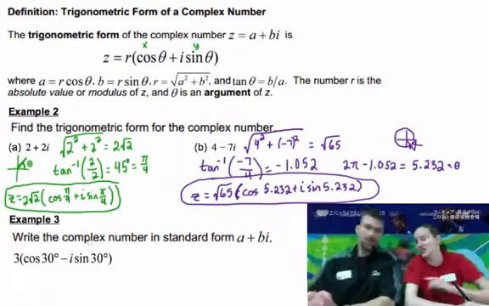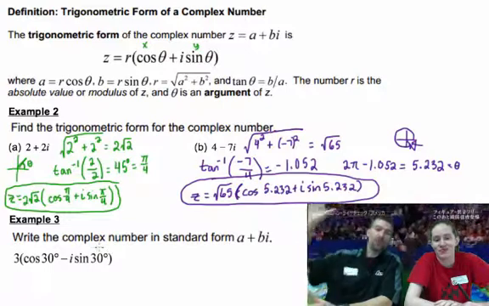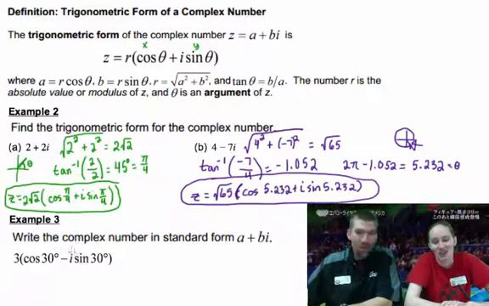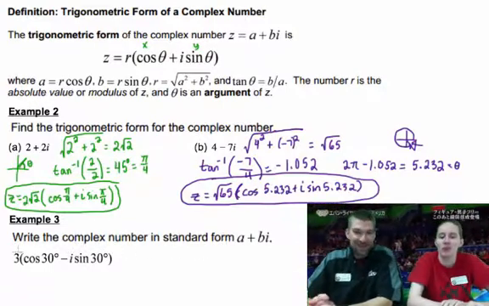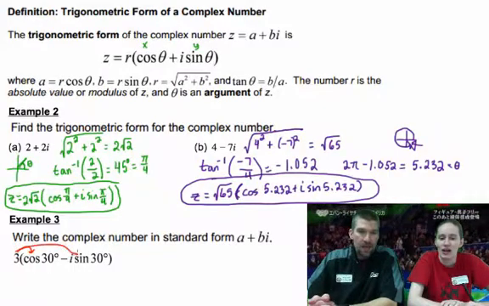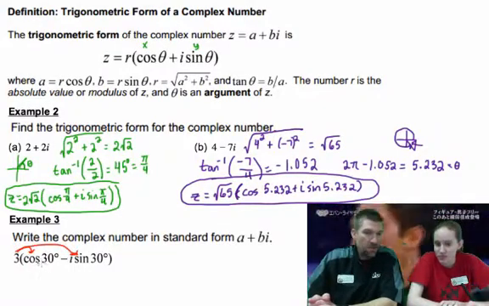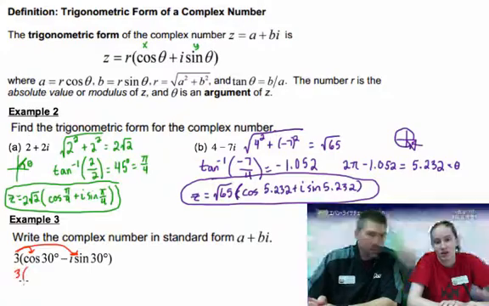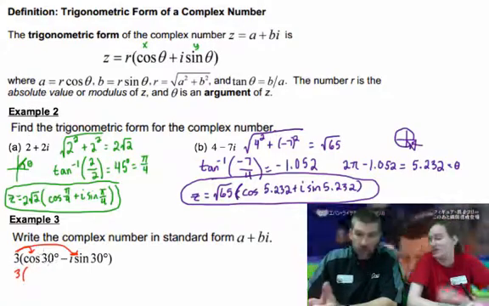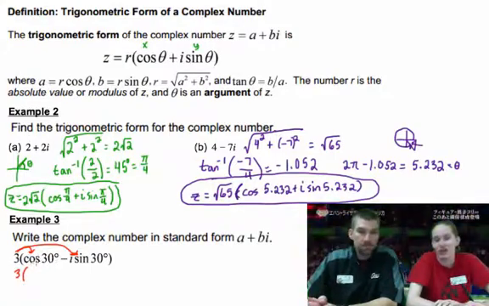Incidentally, that's what example 3 is about. Write the complex number in standard form. All we have to do is distribute. This one should have no decimals for your answer, because this 30 is pretty clearly on the unit circle.